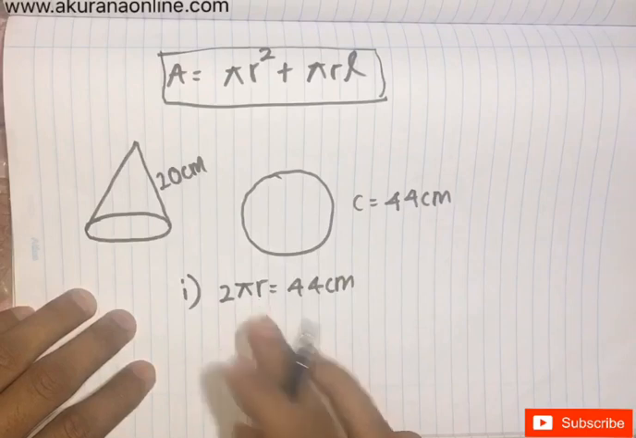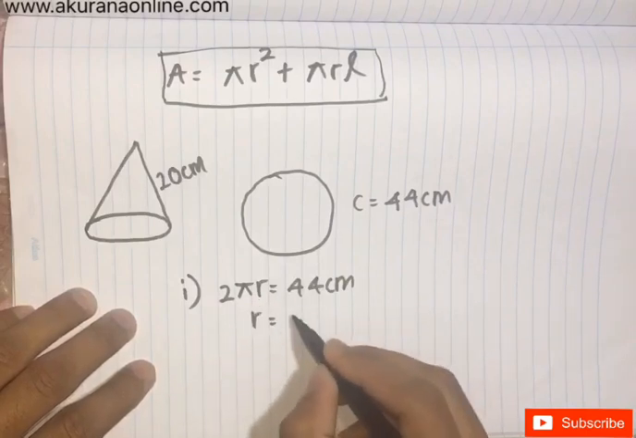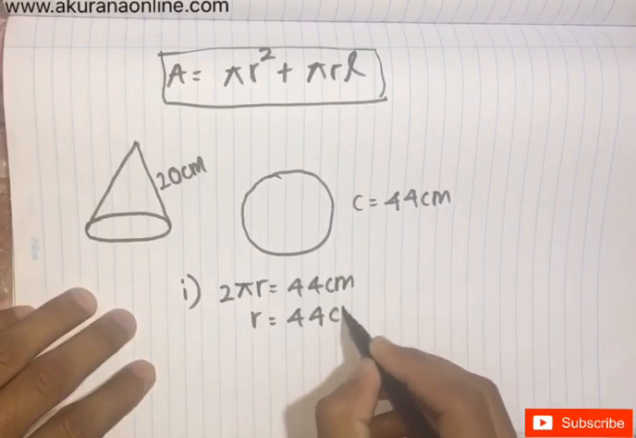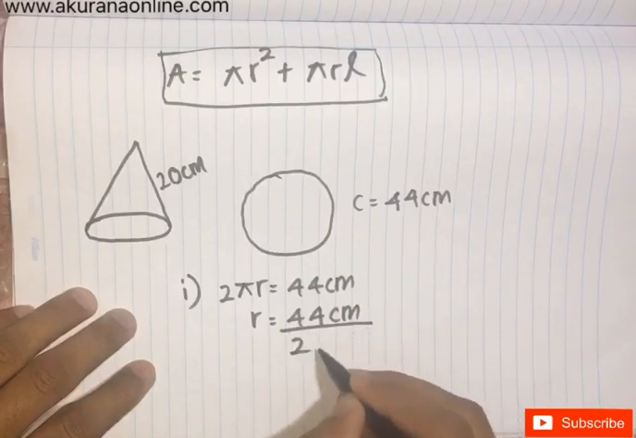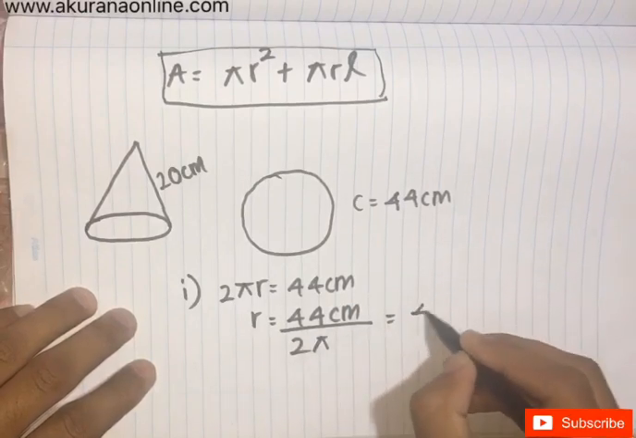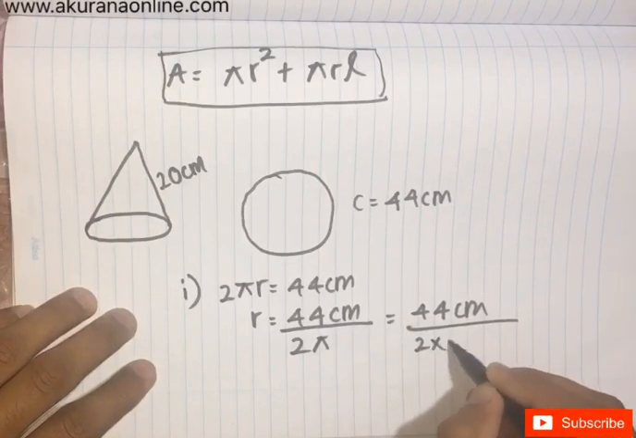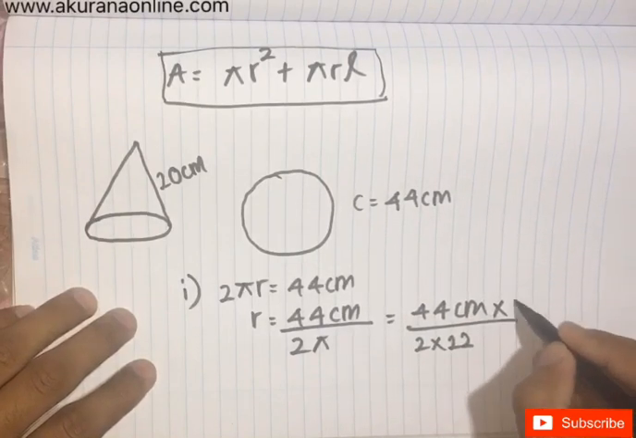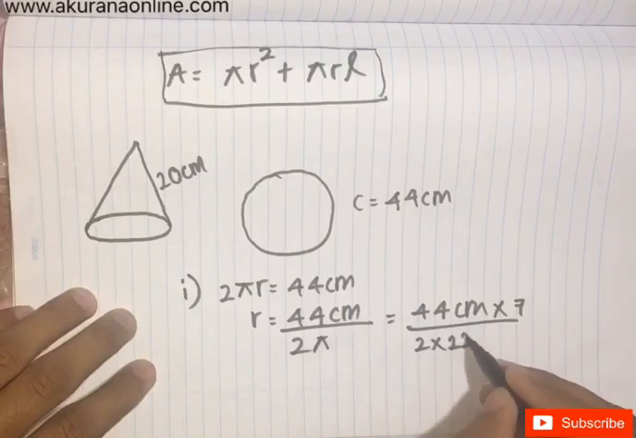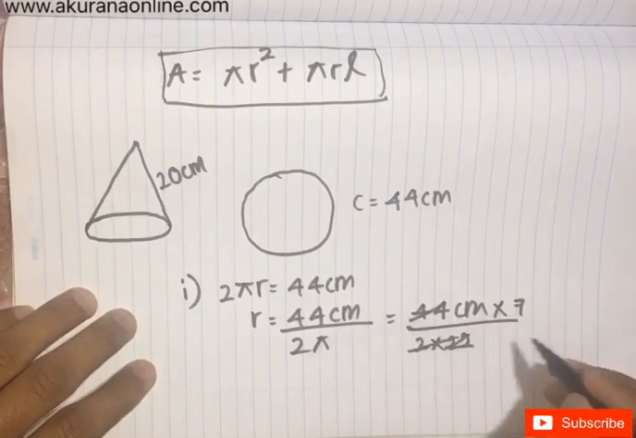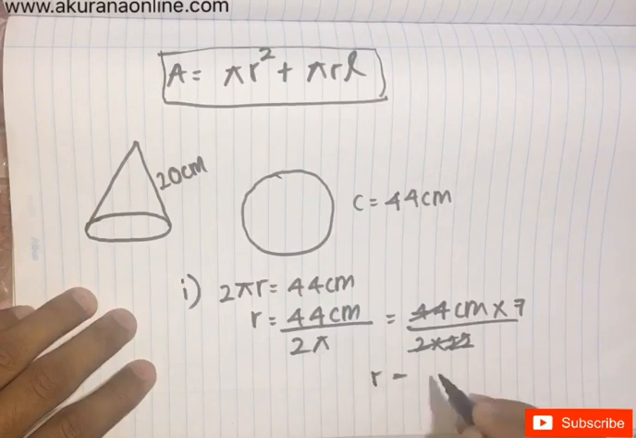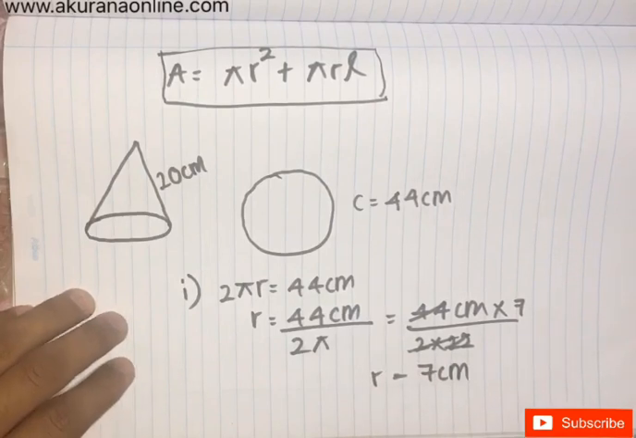Now by solving, let us find r. r is equal to 44 centimeters divided by 2 pi. When I solve this, 2 into 22, the 7, I'll take it up. Therefore this will cancel out 1. Finally you have r is equal to 7 centimeters.